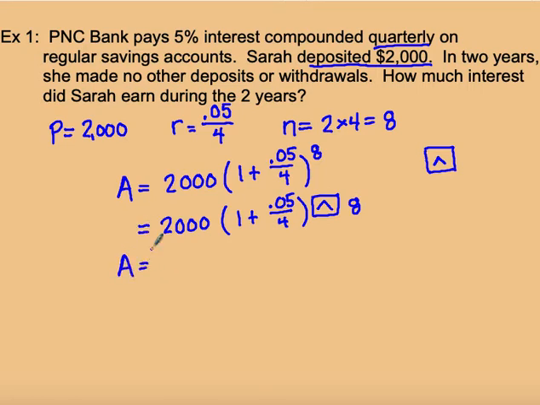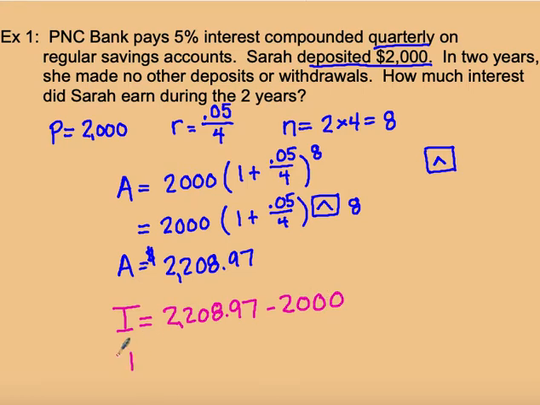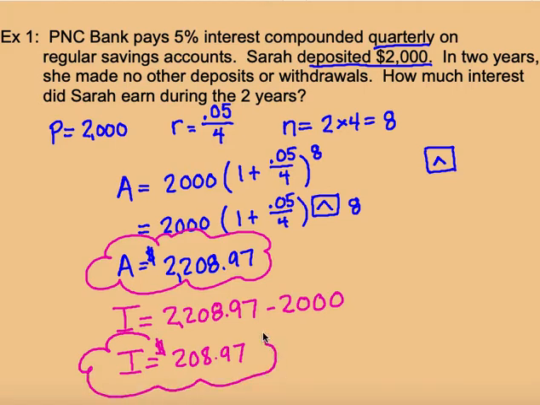So after doing this calculation, I found that Sarah, after 2 years, has $2,208.97 in her account. So now if I need to calculate interest, that's a quick formula. We're going to start with her new amount, and we're going to subtract out her original principal. So her interest that she earned in 2 years was $208.97. So this is her final amount in her account, and that is the amount of interest that she earned.